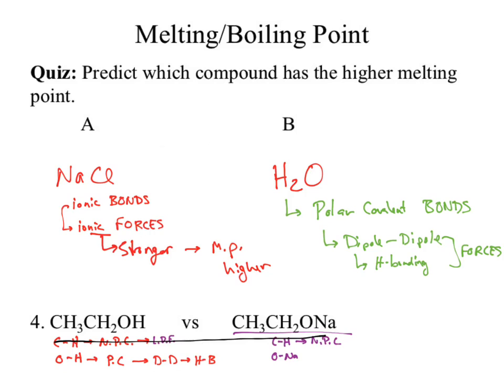Oxygen to sodium. How do you know that's an ionic bond? Non-metal to metal. That's a non-metal to a metal. If we have an ionic bond, what's the force? An ionic force. I know that looks a bit dumb, but that's how we're doing it. Which is the stronger force, ionic or hydrogen bonding? Ionic, which means that compound will have a higher melting point. There's my answer.